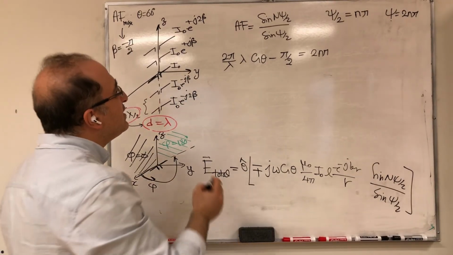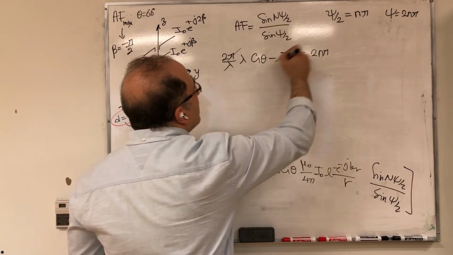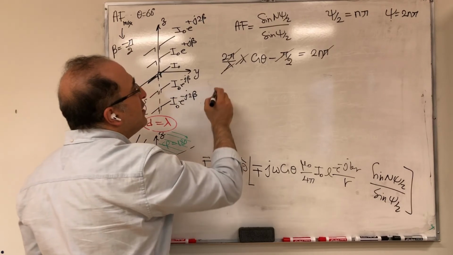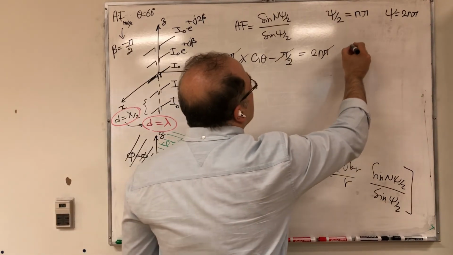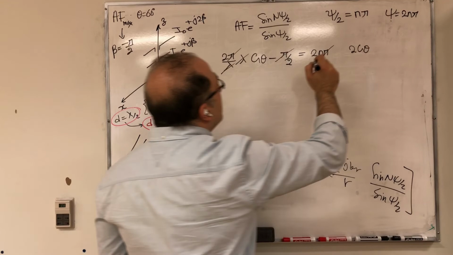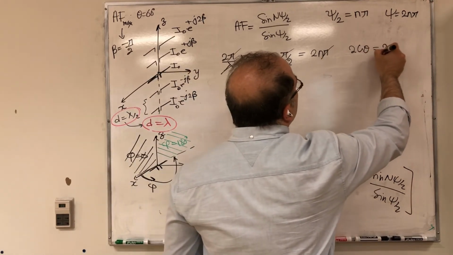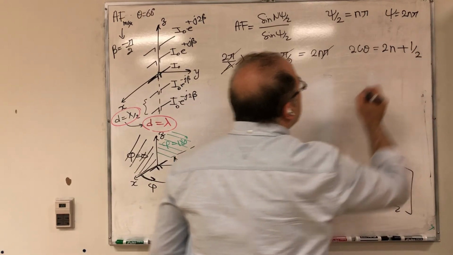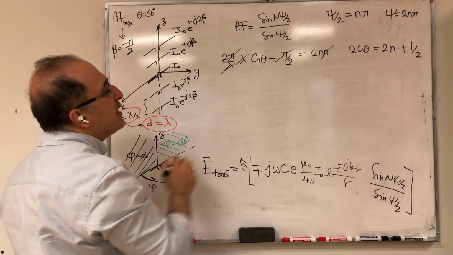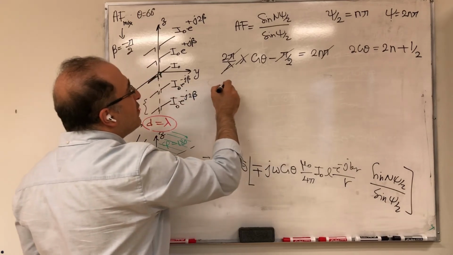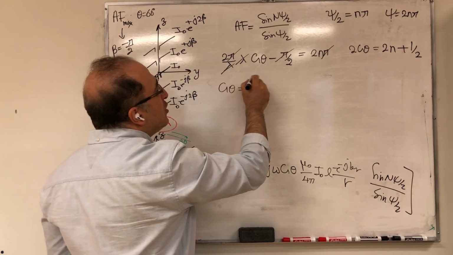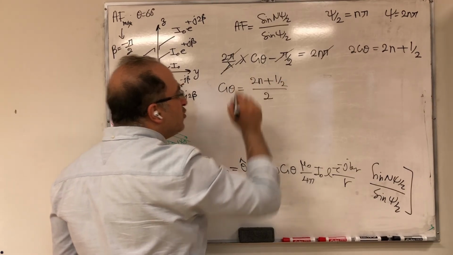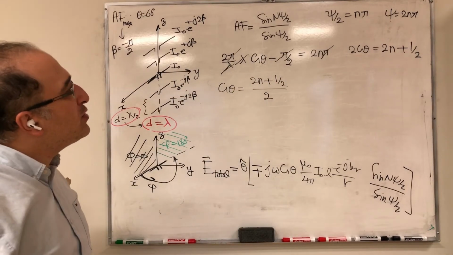If that's the case, I can start canceling pi, and lambda cancels. So I get 2 cos theta is going to be equal to 2n plus half. So 2 cos theta is 2n plus half. Therefore, cos theta becomes 2n plus half, divided by 2. That would be my cos theta.